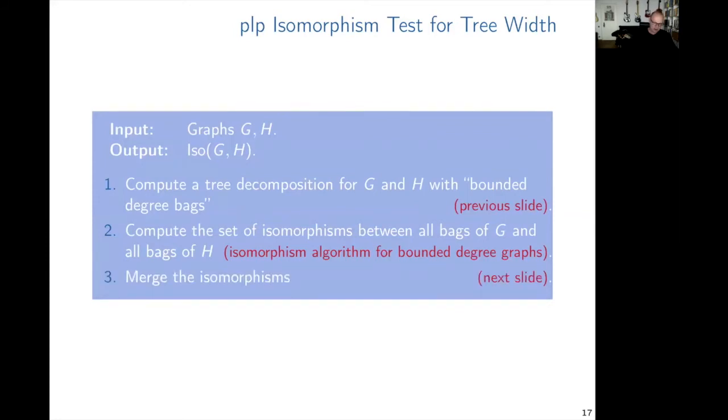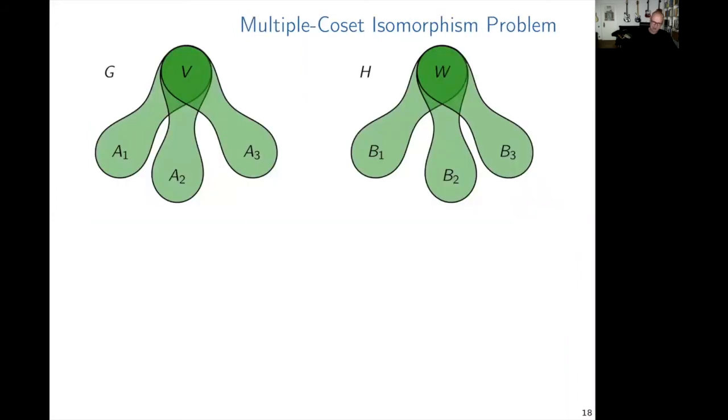Now, steps 1 and 2, we already knew in 2018 when we wrote this other paper, but we didn't know how to do this. So basically, we're in a situation like this. We have a bag here and a bag in the other graph here. We have some stuff hanging from this bag, and we can somehow compute isomorphisms on these parts here.